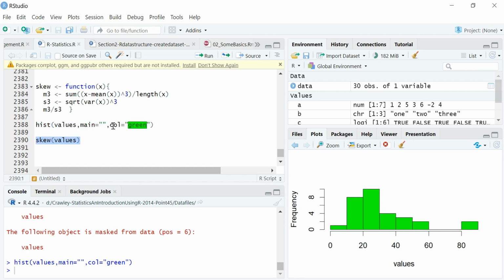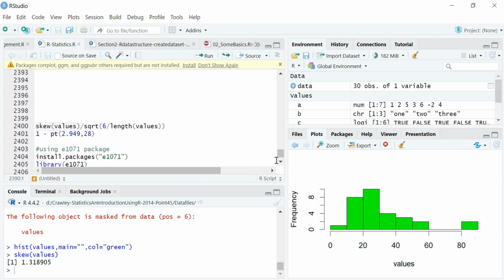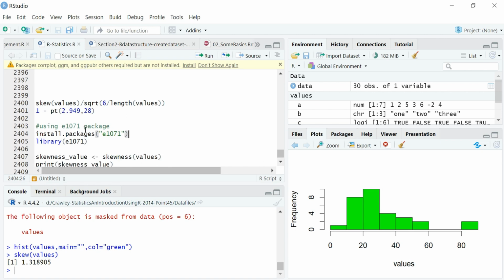So next we can run the skew. Actually it is 1.3189, so it is quite significant for this skew of the data. If you want to do hypothesis testing of the skew, we will set a null hypothesis. This null hypothesis is that the data has no skew, or the skewness is 0. We just set a null hypothesis that the data is symmetrical.